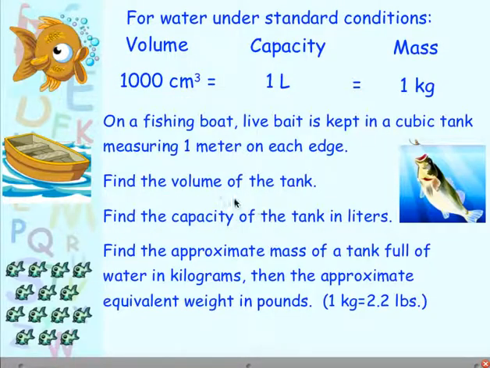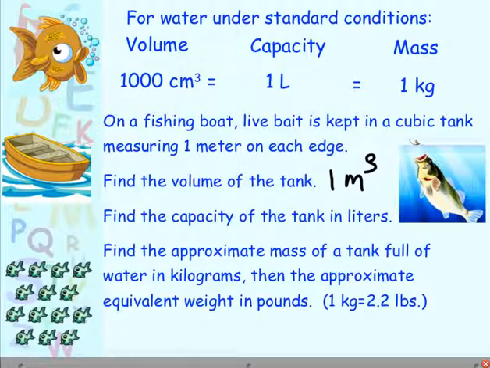All right, another example here. On a fishing boat, live bait is kept in a cubic tank measuring 1 meter on each side. What's the volume of the tank? Well, volume, we just do our normal work there. So we would say 1 meter times 1 meter times 1 meter. So we get 1 meter cubed. Find the capacity of the tank in liters.